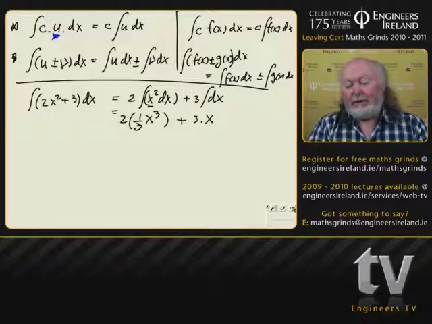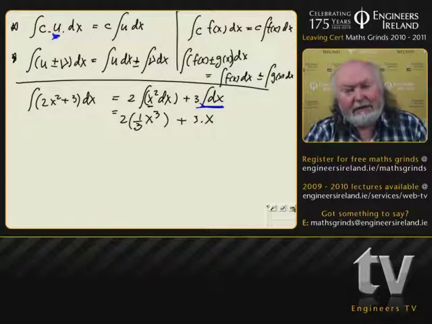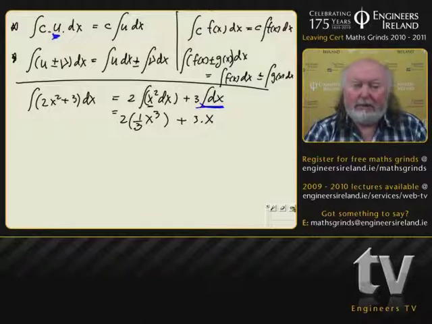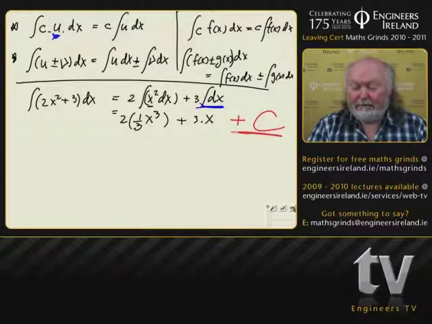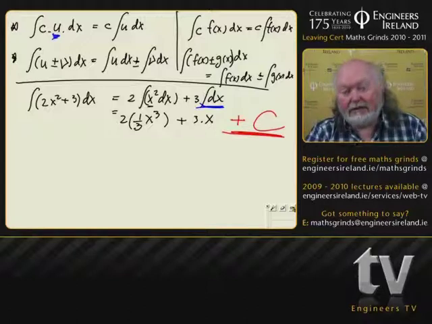It's important to remember that the integral of dx is, let's add up all the little dx things, and if you add up all the little delta x's, they will total x. So the integral of dx is x. Don't forget you have to add in a constant.